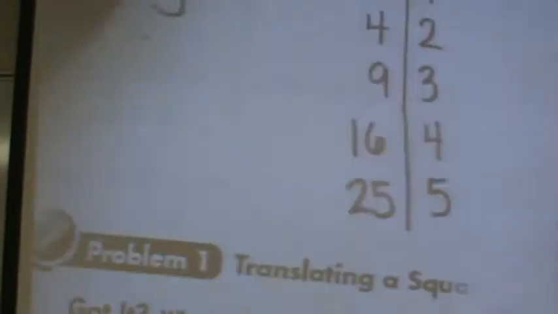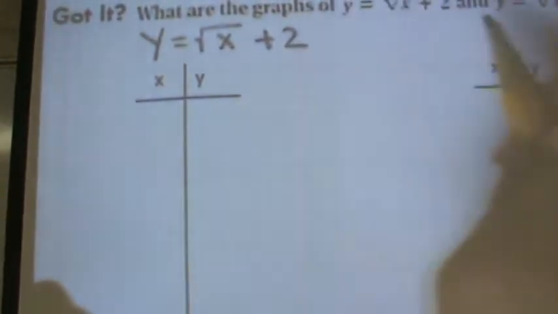So I want you to look at problem 1. Okay, everybody with problem 1, there's 2 equations. Y equals the square root of x plus 2. I want you to graph this on your calculator.